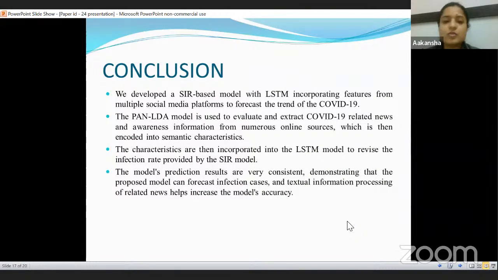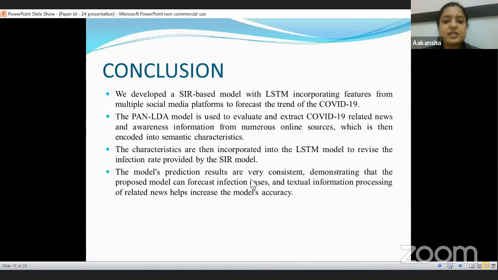So in conclusion, we have developed a SIR based model that incorporates LSTM features and textual data from multiple social media platforms to predict COVID-19 cases. For the textual features, we used the PEN-LDA model, which was a feature extraction model. Later we incorporated these textual features into the LSTM model, which improved the prediction performance. The inclusion of these textual features has improved the prediction performance.